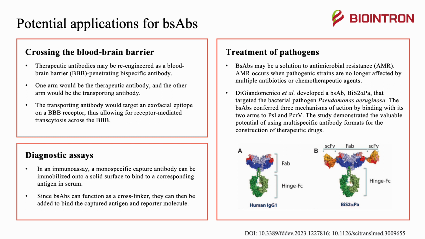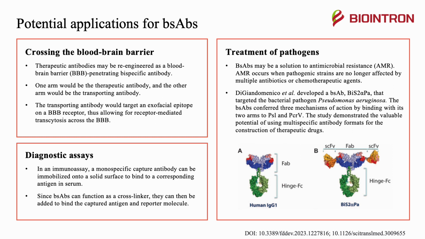There are a wide range of potential applications for bispecific antibodies. One of them is to help with crossing the blood-brain barrier. Therapeutic antibodies may be re-engineered as a blood-brain barrier penetrating bispecific antibody. This would mean that one arm would be the therapeutic antibody while the other would be the transporting antibody. The transporting antibody would target an exofacial epitope on a blood-brain barrier receptor, thus allowing for receptor-mediated transcytosis across the blood-brain barrier. Another application could be in diagnostic assays.